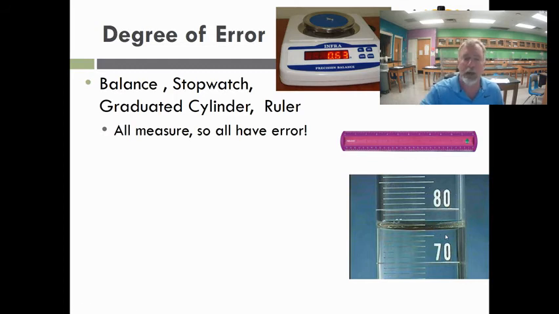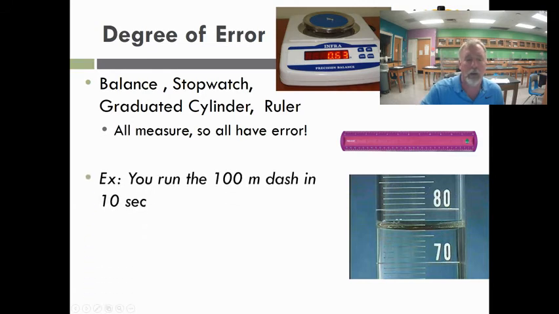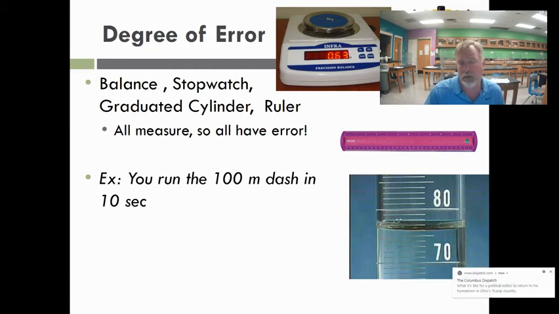It kind of goes hand in hand. Okay. Right. So let's talk about this a little bit deeper. Let's say you run the 100-meter dash in 10 seconds. Any of you track athletes would probably say, wow, that's a little slow. You should be able to do a little bit better than that. But for the sake of our argument here, let's just say that you ran that 100-meter dash in 10 seconds.